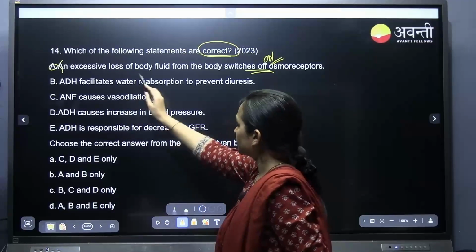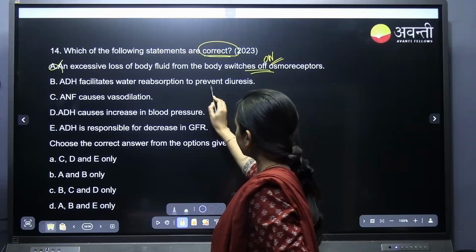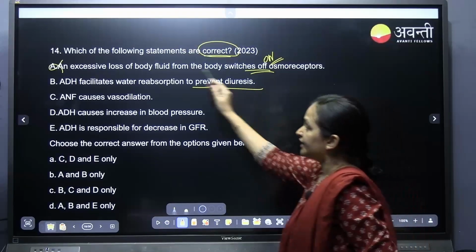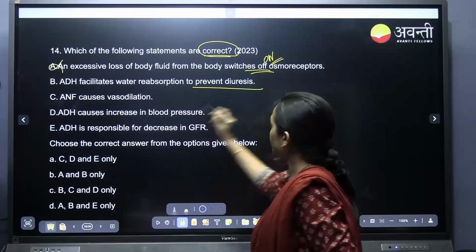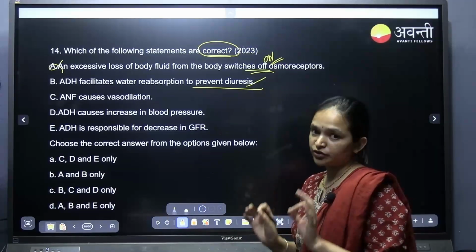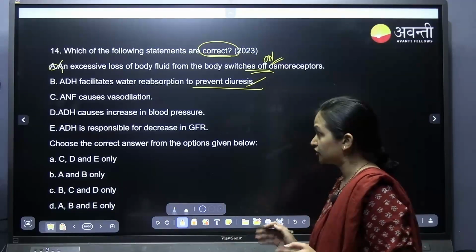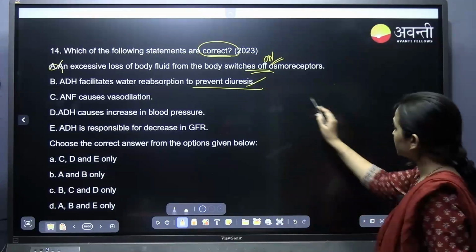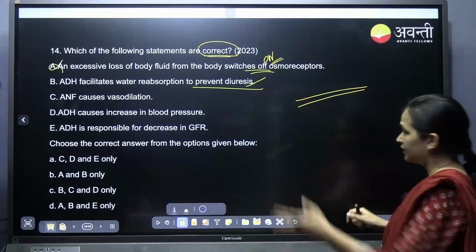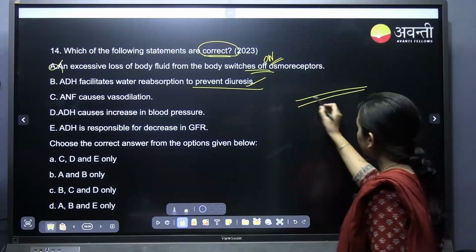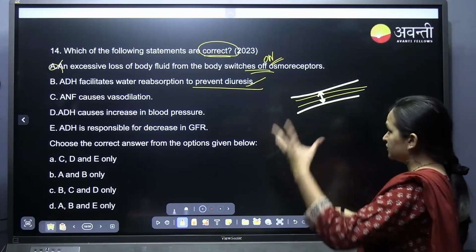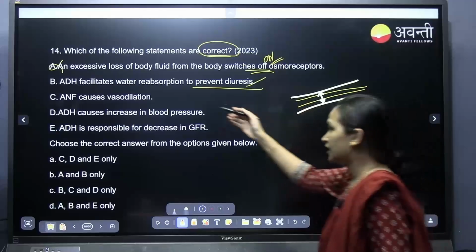ADH facilitates water reabsorption to prevent diuresis. How does it prevent it? It actually facilitates the water reabsorption. True. ANF causes vasodilation. ANF is a vasodilator. What do you mean by vasodilation? Vaso means vessel. If this is a normal size of a blood vessel, and ANF is released, then it actually dilates the blood vessel. So this is called vasodilation, and ANF does that.